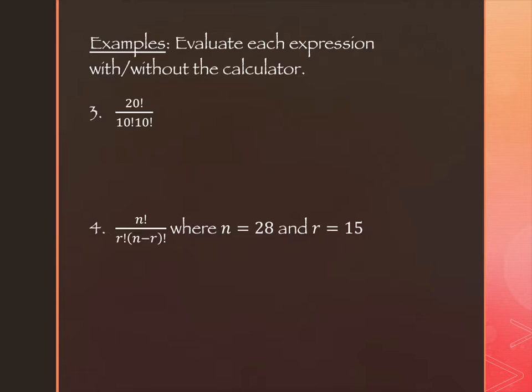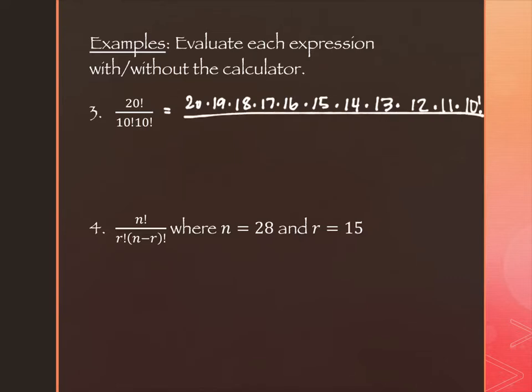So I'm going to write out my 20 times 19 times 18, and I'm going to keep going until I get to 10. 17, 16, 15, 14, 13, 12, here we go, 11, and 10 factorial.